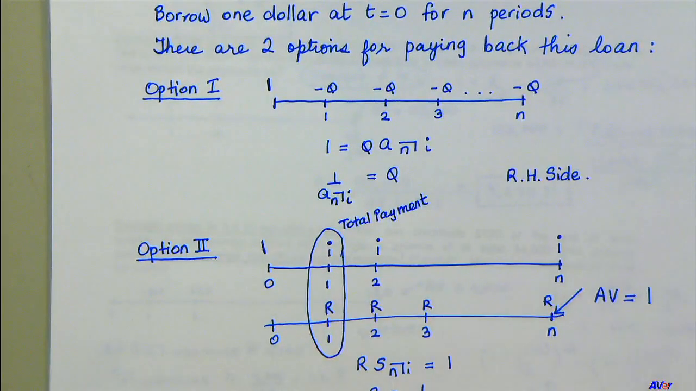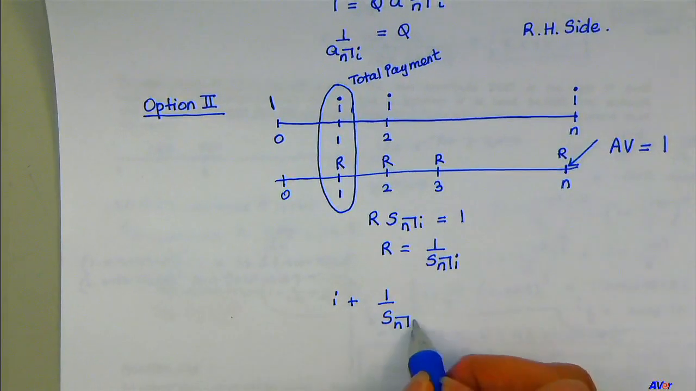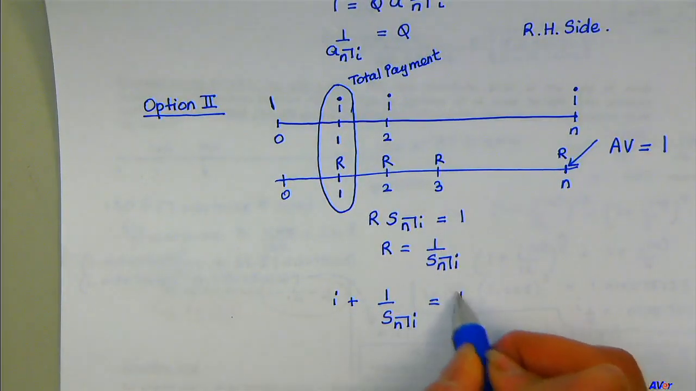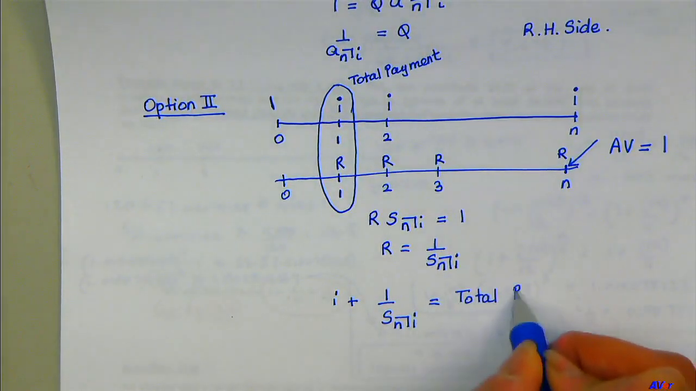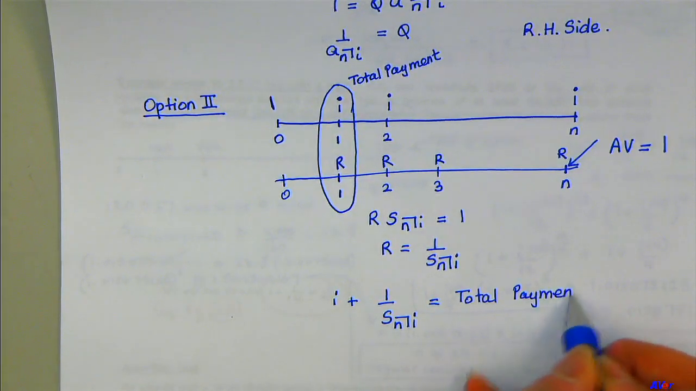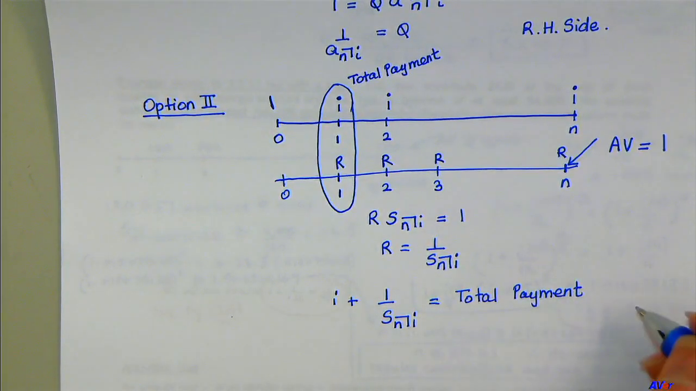So couldn't I say I plus 1 over S angle N at I is the total payment? That's what you have to shell out every year, right? You have to shell out I for the parents, and you have to shell out R for the savings account. Make sense or no? So set this total payment equal to the payment for option 1.